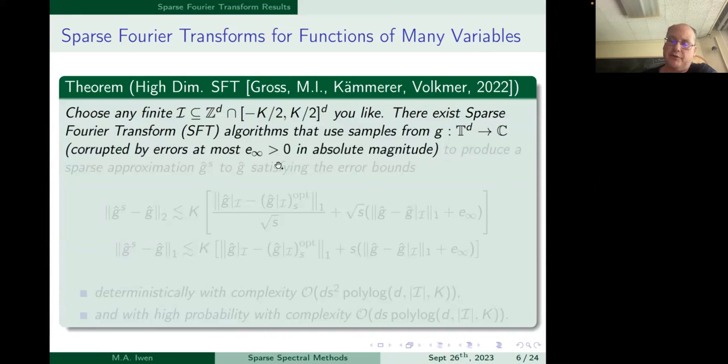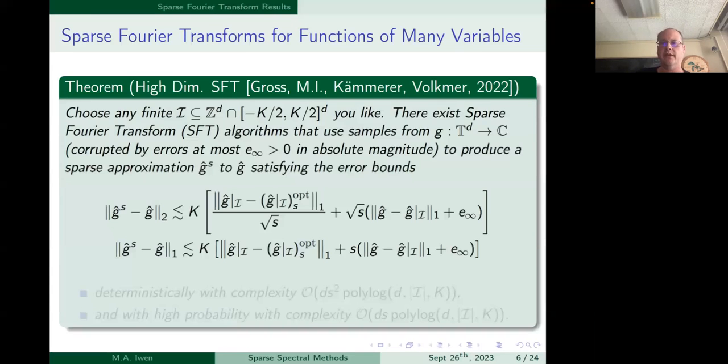The samples you acquire can be corrupted by errors of magnitude less than or equal to e, in infinity norm. So there can be noisy function evaluations. And then one of these methods will produce a sparse approximation, G sub s, to the Fourier series coefficients of G, that satisfy these not very pleasant looking error bounds.